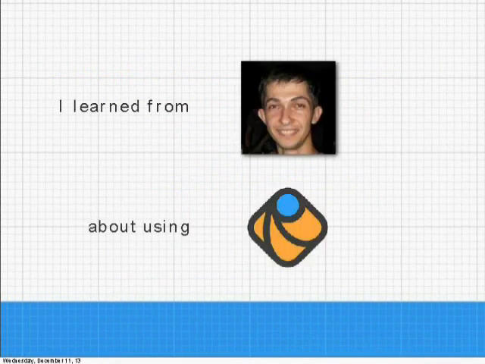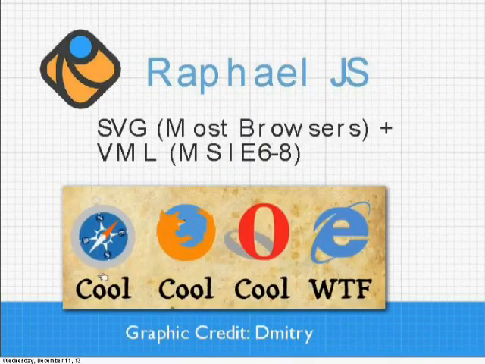And Dimitri created something new lately called Snap, but Snap is kind of in the early stages. So Raphael is really probably the most mature library at this point for working with SVGs as in full graphics. We're not just talking about circles and squares here. We're talking about the full graphics.